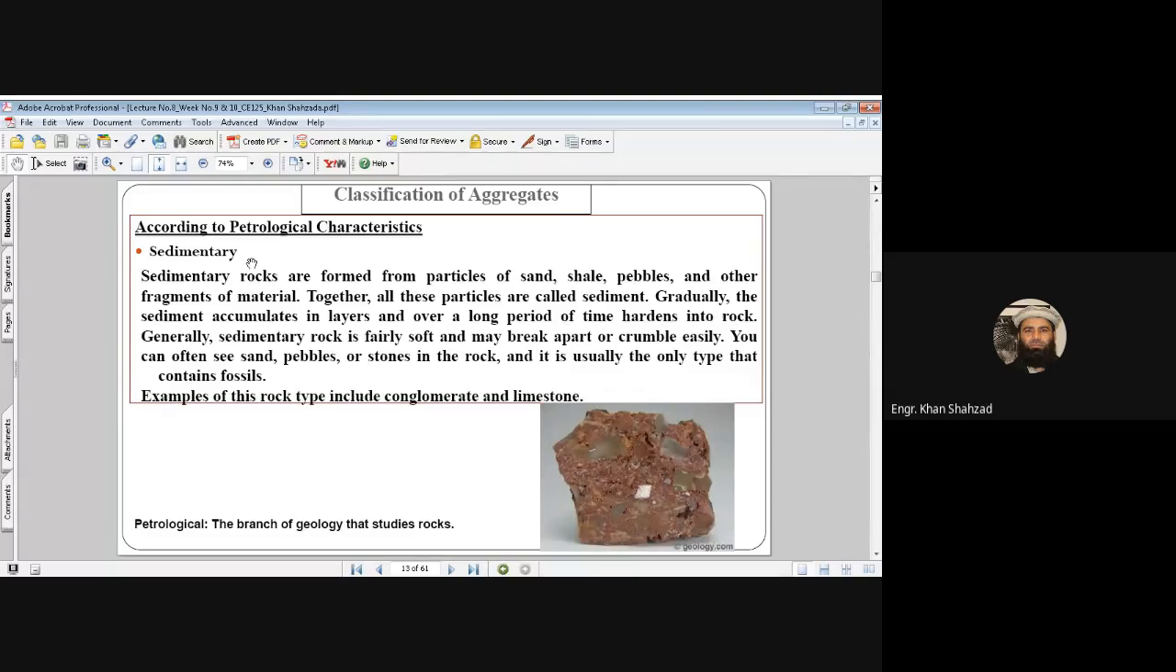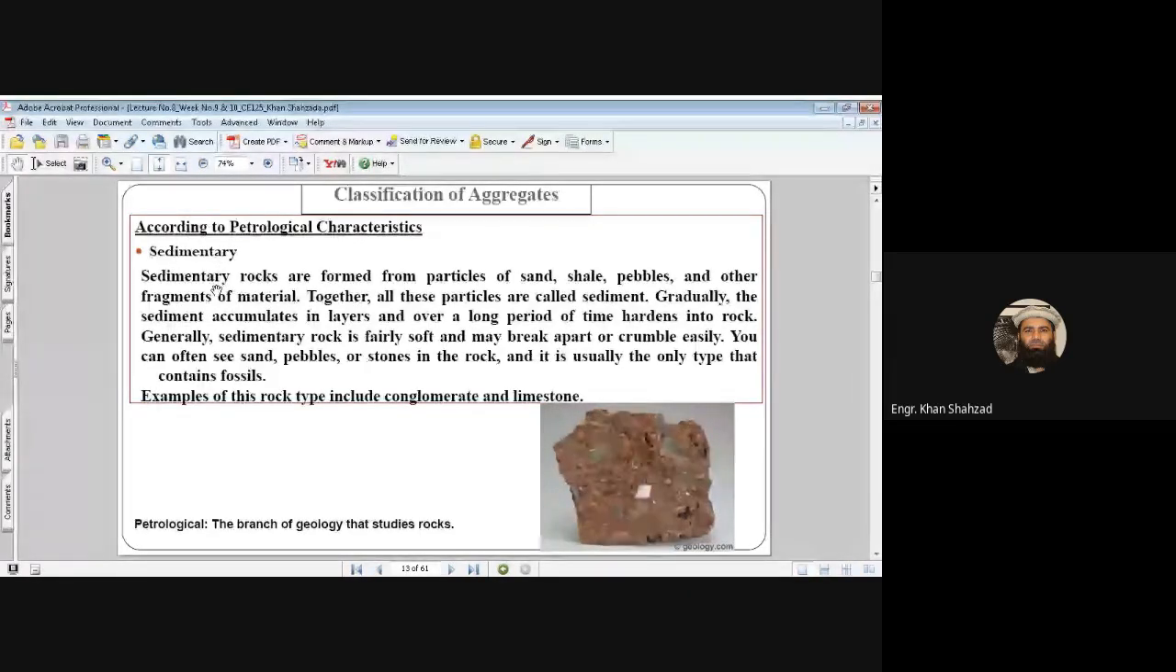We can classify the aggregates according to petrological characteristics. Now what are petrological characteristics? It is the branch of geology that studies the rocks. So on the basis of this geology, how can we classify these rocks? I hope you remember from the first semester that we divided the rocks in the stone topic into three types. One was sedimentary rocks, the other was metamorphic rocks, and the third one was igneous rocks.